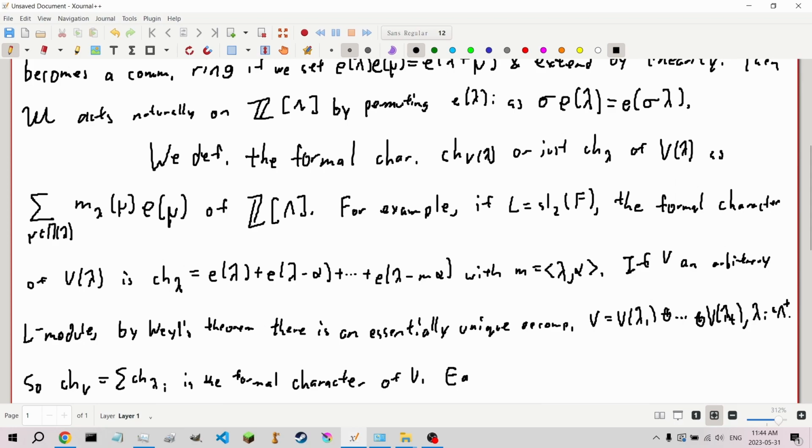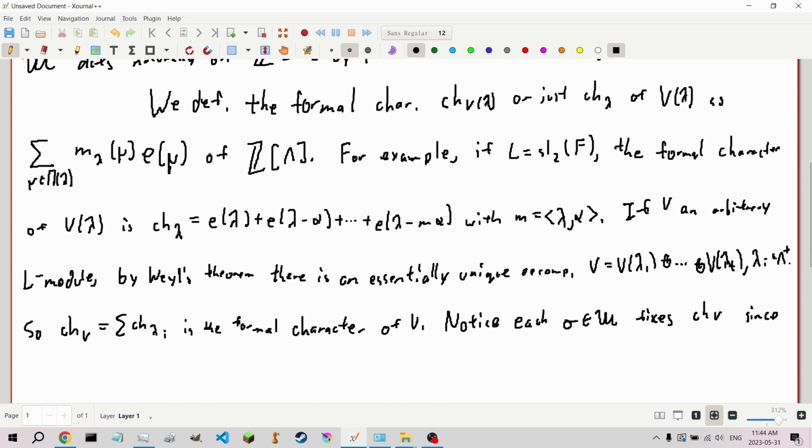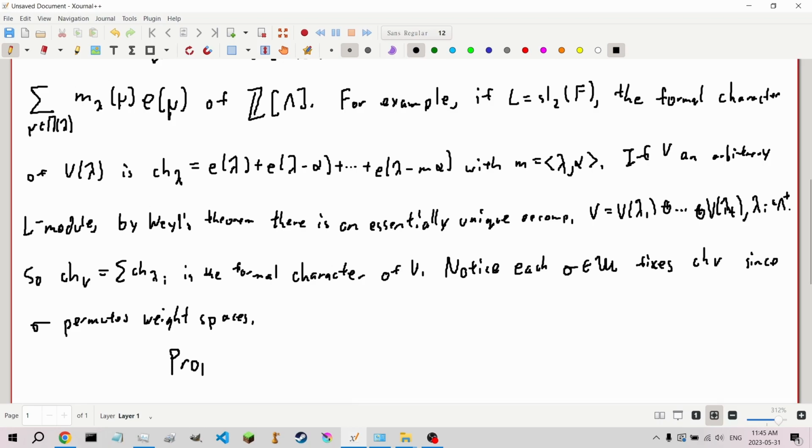Notice that each symmetry in the Weyl group fixes CH of V, since our sigma will permute the weight spaces which occur in irreducible summands of V. And knowing this lets us recover the irreducible constituents of V because of a proposition which we're going to state right now.